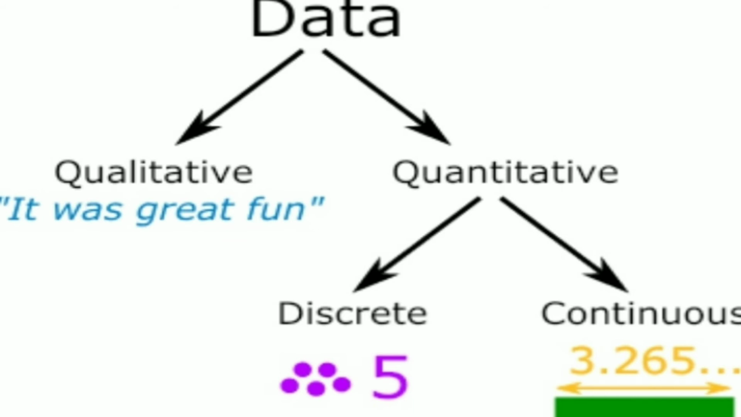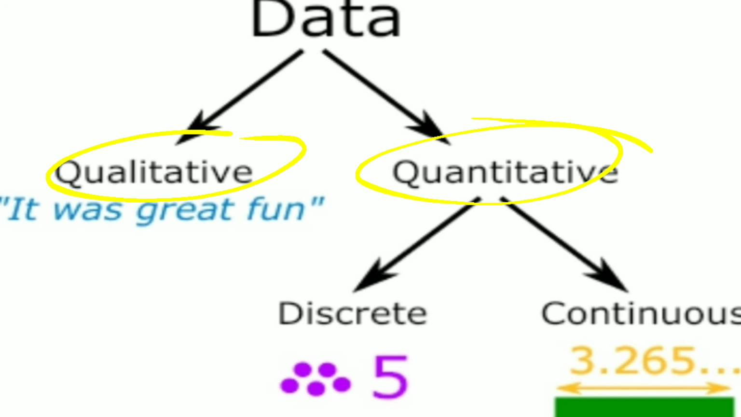Next, let us see the next one. Data is classified into qualitative and quantitative. Qualitative means it is always given in statement form. Suppose: it was great fun; Sachin was a good player; Dhoni was the sixth man. These are examples of qualitative data.